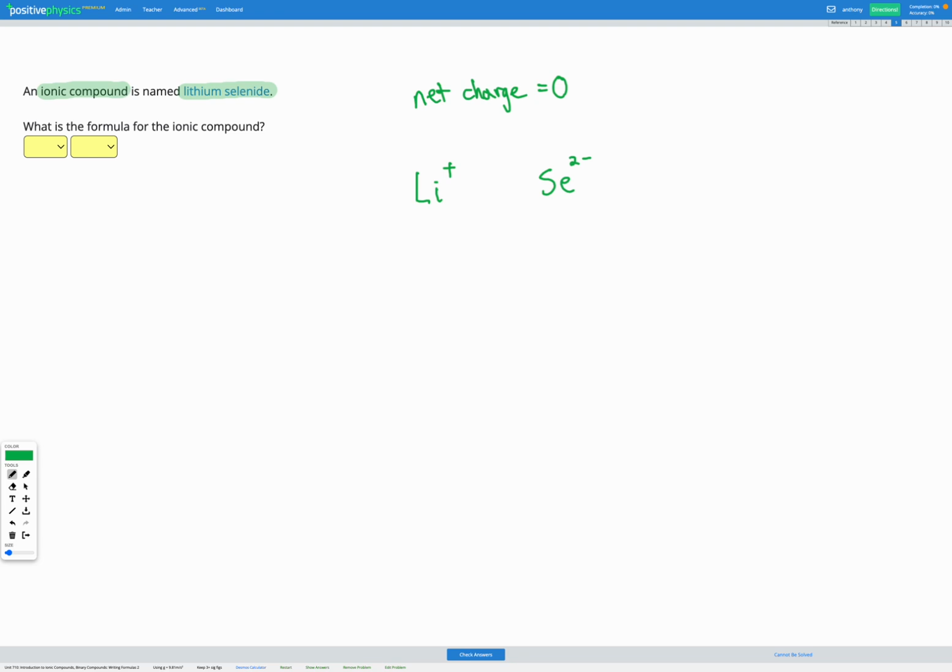So let's add some more of our positive thing. We'll add some more lithium. And let's check again. Now we've got a lithium overall charge of 2 positive, since we've got 2 of them. Selenium charge of 2 negative. That balances out. So we've got 2 positive on our lithium, 2 negative on our selenium. And if we do 2 minus 2, that gets us 0.